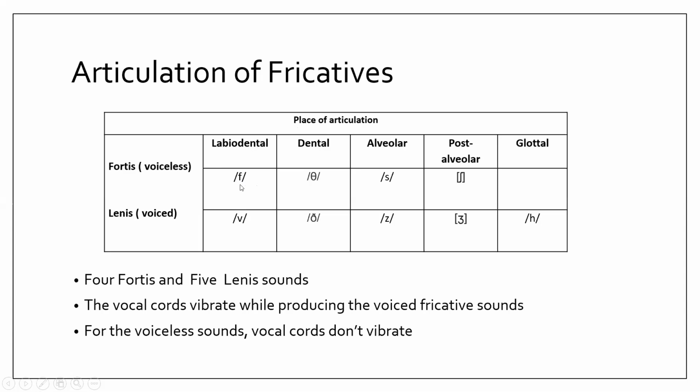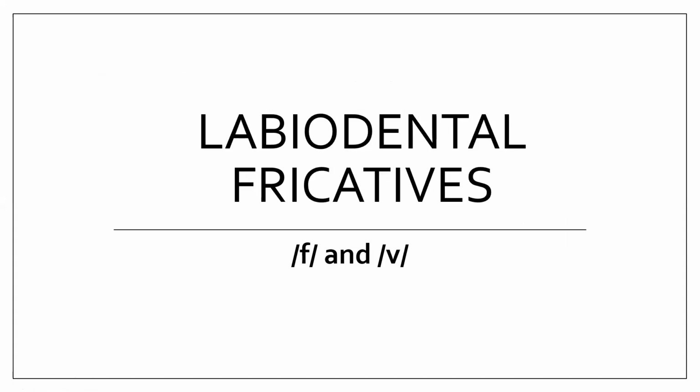When you pronounce the fortis, for example, you can see your vocal cords don't vibrate. However, when you pronounce the lentis sound, you see your vocal cords vibrate to produce this sound. So to make it clear, let's consider the first, labiodental fricatives. This part will be presented by Quinn.